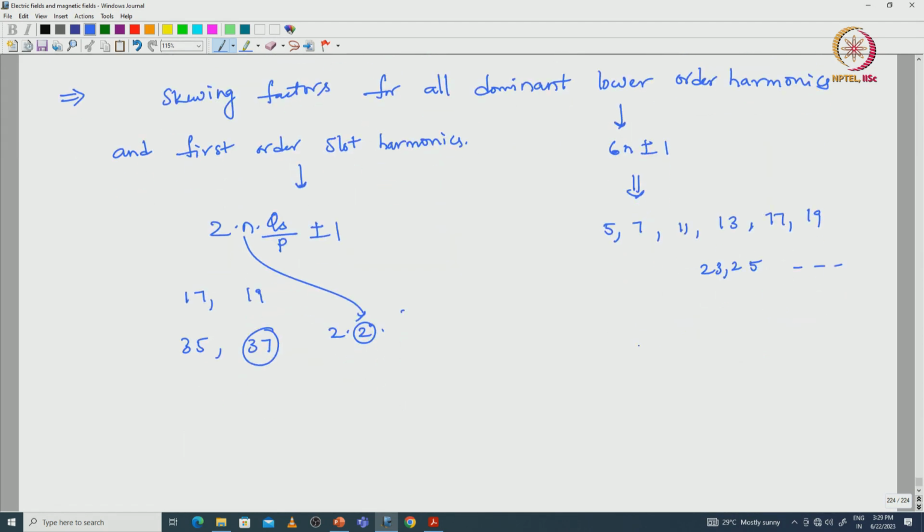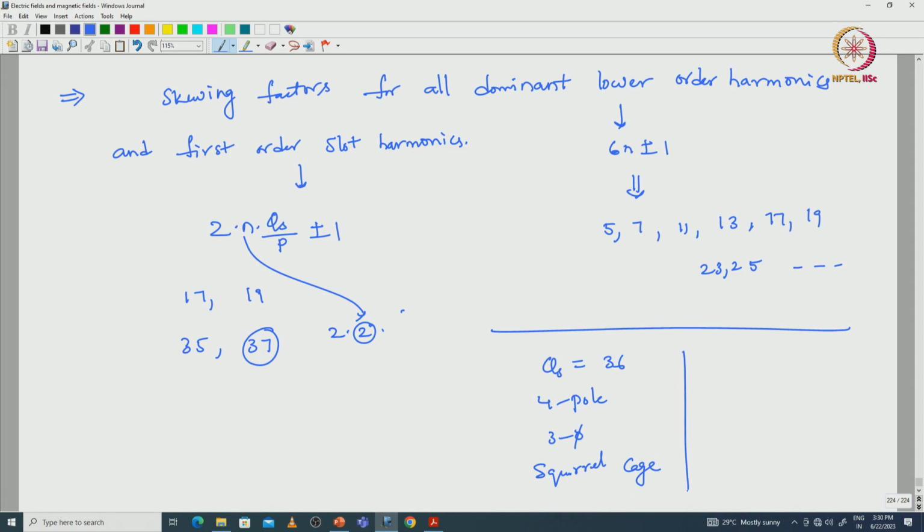First we will see the problem statement. The number of stator slots Qs is equal to 36, a 4 pole machine, 3 phase system, squirrel cage, and the rotor is skewed by 1 stator slot pitch.